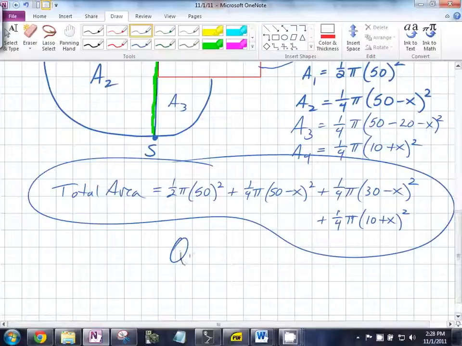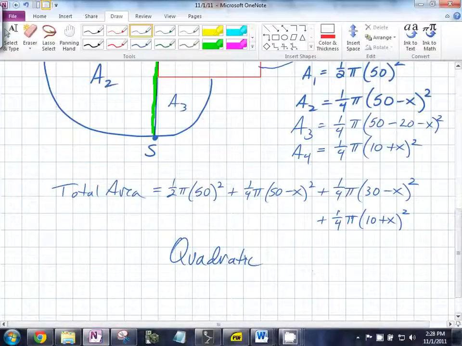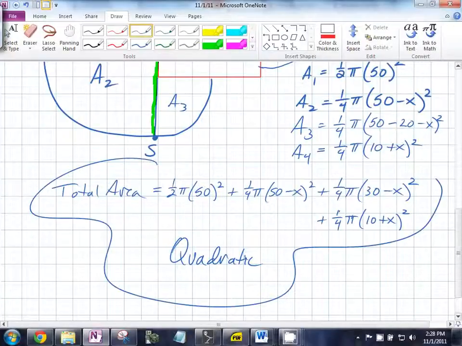Yep. The highest power you have is x squared. Is there any way to get something other than x squared there? No. So theoretically, could you multiply this out and simplify it down into a quadratic? Yes. Absolutely. You absolutely could do that.